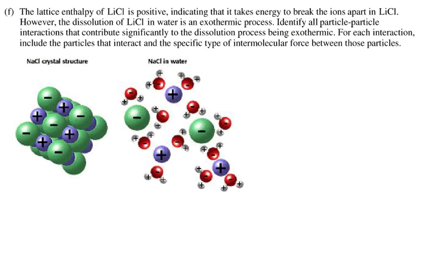Okay, part F. The lattice enthalpy of lithium chloride is positive, indicating that it takes energy to break the ions apart. So the lattice energy is a positive number because it takes energy to pull all these positives and negatives away from each other. But when you dissolve them, the dissolution of lithium chloride is exothermic. We saw that it heated up when we dissolved it in water, so it's exothermic. So the question is, what is the particle-particle interaction that causes things to be exothermic? Okay, so there's a lot of stuff going on.